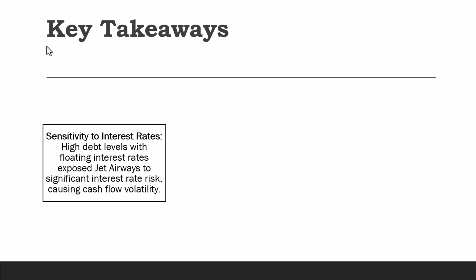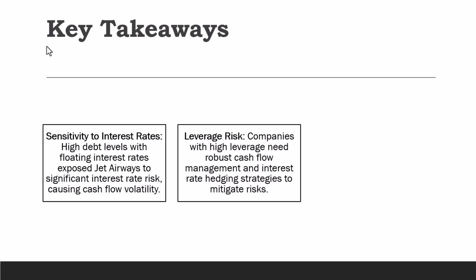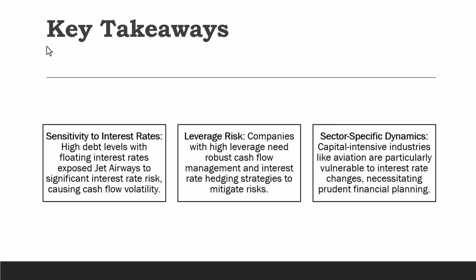So we'll understand that. So there is a sensitivity to interest rates. High debt levels with floating interest rates expose Jet Airways to significant interest rate risk, causing cash flow volatility. Leverage risk: because they were high in debt, companies with high leverage need robust cash flow management and interest rate hedging strategies to mitigate the risk. So this is what we are going to study: how companies manage the interest rate risk through various derivatives. Sector-specific dynamics: capital-intensive industries like aviation are particularly vulnerable to interest rate changes, necessitating prudent financial planning.